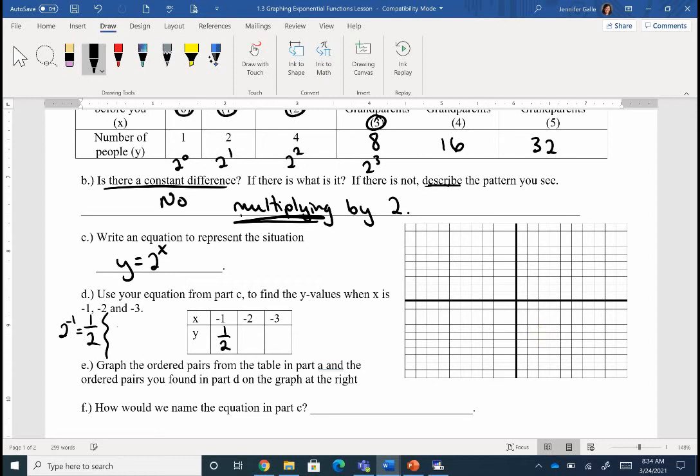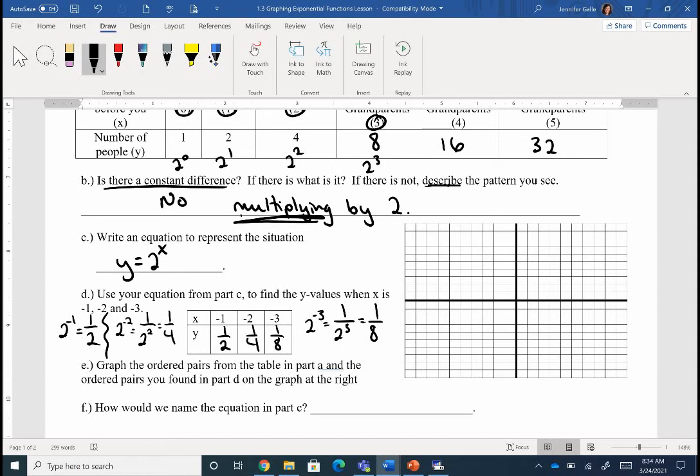2 to the negative second, where does it move to? Down. And 2 to the second is just 4. And then we have 2 to the negative third. Again, we move that down. And we get an 8th. So we get some little numbers there. So we're just moving our negative exponents from the top down to the bottom.